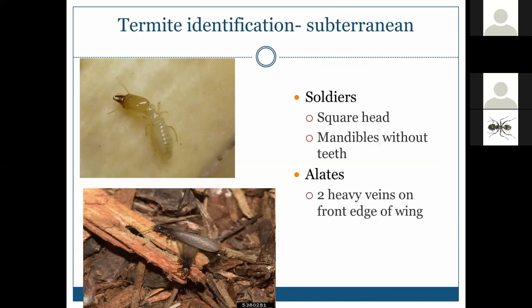And then the alates are going to have two heavy veins on the front edge of the wing. So this top edge of the wing is going to have two veins. And you can actually see that right here on this termite. You can see those two heavy veins right there on the wing.